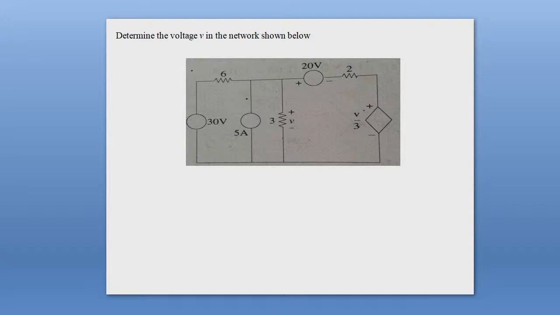Now the question is: determine the voltage V in the network shown below. Determine the voltage V in the network shown below. Everyone calculate the value of V using the superposition theorem, or you can use KVL, KCL, whatever. I have no problem. You just tell me the answer of this problem. What will be the value of V?